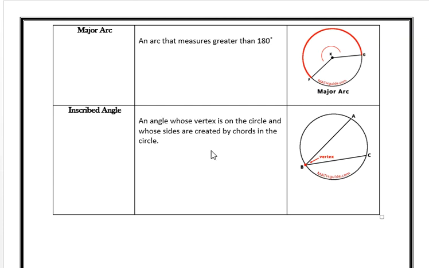So the definition: an angle whose vertex is on the circle and whose sides are created by chords in the circle. So we have this side BA is a chord, and this side BC is also a chord. And remember, a chord is a segment that connects any 2 points on a circle.